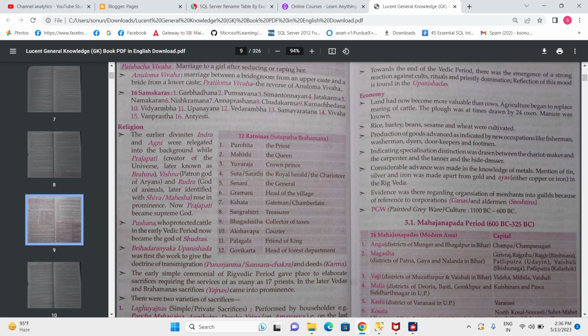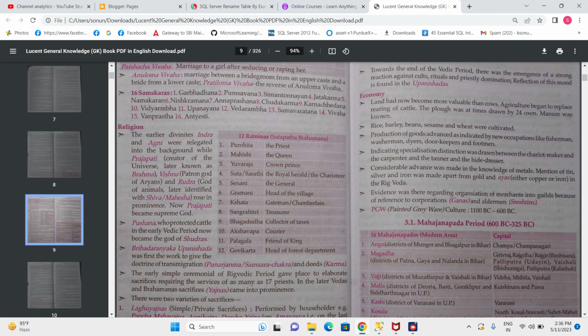Considerable advance was made in the knowledge of metal. Mention of tin, silver and iron was made, apart from gold and ayas, either copper, in the Rig Veda. So there was evidence regarding organization of merchants into guilds because of reference to corporation, PGW, painted grey ware.